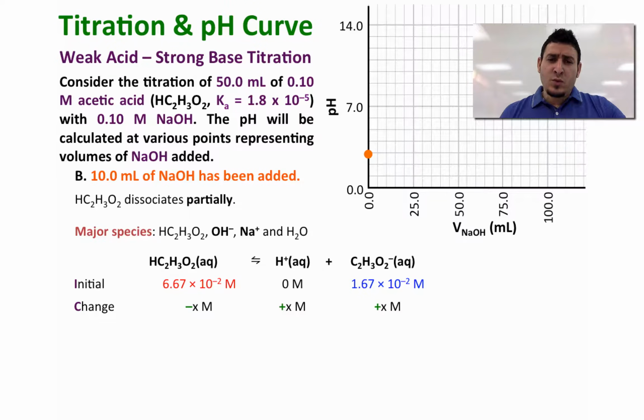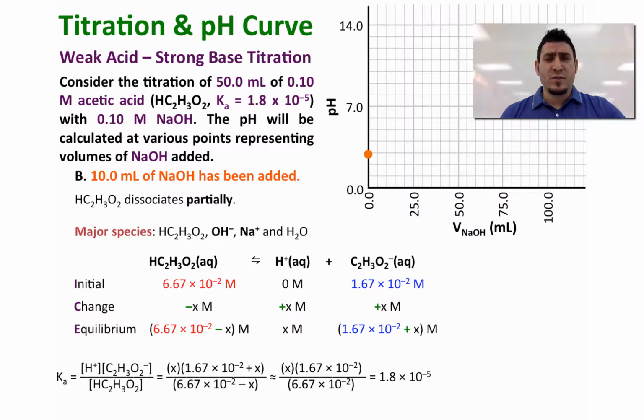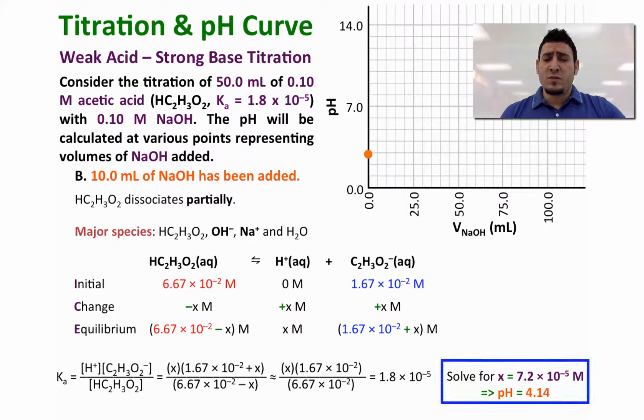Now when X molar of the acetic acid dissociates, I will get X molar of H plus and X molar of acetate. So the equilibrium concentrations will be 6.67 times 10 to the power minus 2 minus X for acetic acid, X molar for H plus, and 1.67 times 10 to the power minus 2 plus X for acetate. Plug in these concentrations in the expression of Ka.